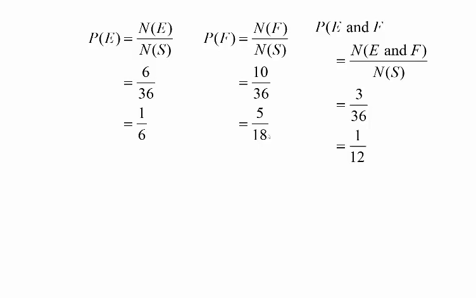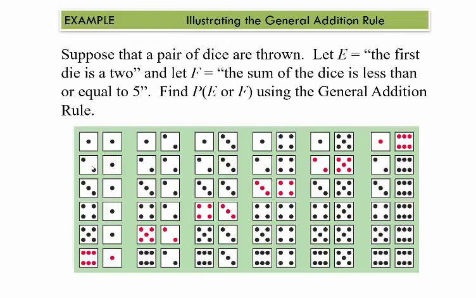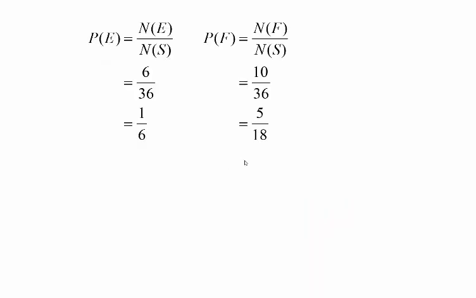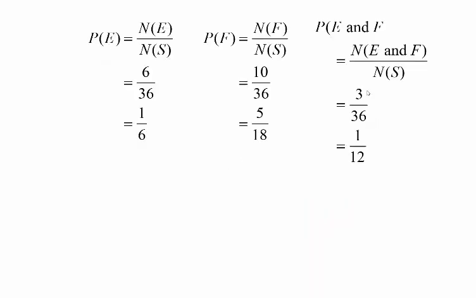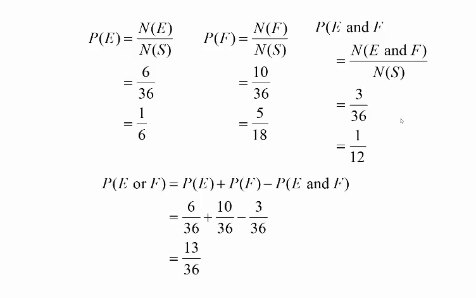But how many ways can both these two events happen at the same time? Well, the number of ways that the first die can be 2 and the sum is less than or equal to 5, let me go back, would be this one, and this one. So it's 3 of them. Okay, so that's 3 out of 36, or 1 out of 12.